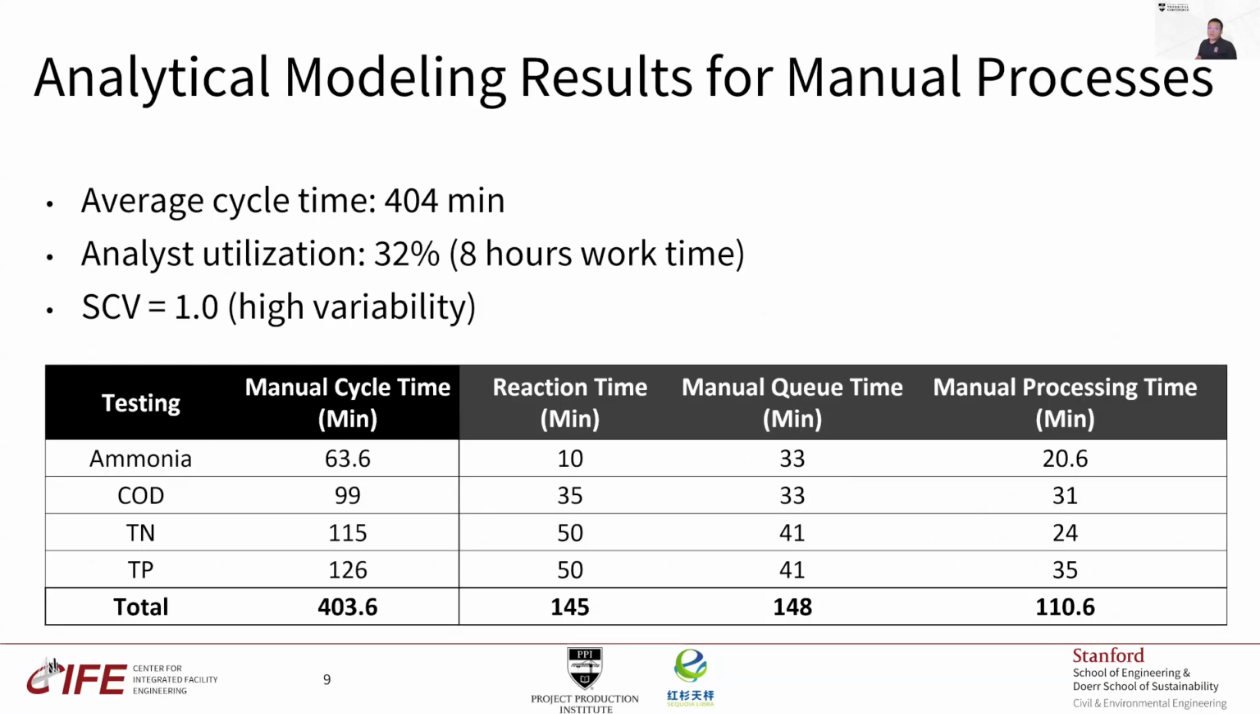Using the analytical modeling function in the software developed by SPS to analyze the baseline process, we find the total average cycle time of all these tests was around 400 minutes. The analyst utilization was 32% under his 8 hours of work time, because he has times waiting for the reactions, and in that time he is focusing on other jobs, and then coming back and moving forward, always back and forth. And we used a squared coefficient of variation of 1.0, which is high variability for a manual process, in the analysis.